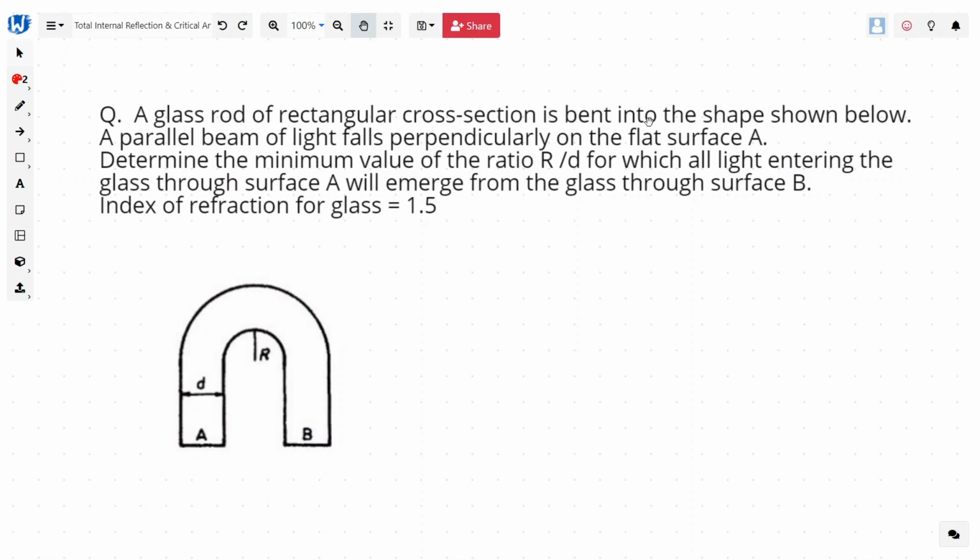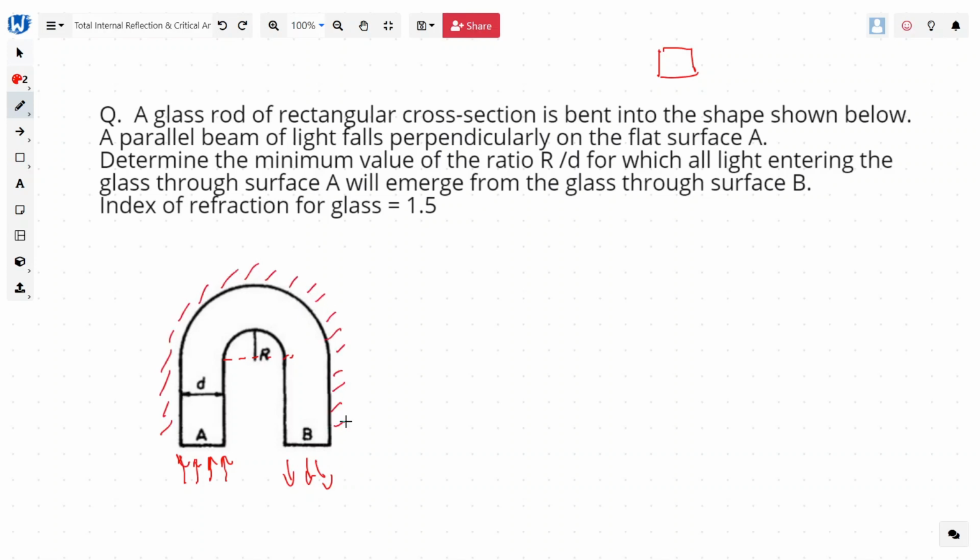So a glass rod of rectangular cross section. So one piece of information is that it has a rectangular configuration, and a parallel beam of light falls perpendicularly to the flat surface A. So this is surface A. Now light is going to fall parallelly here. Determine the minimum value of ratio R by D, where R is the radius of this curvature and D is the width, for which all light entering the glass through the surface A will come out here at surface B. So no light will pass from this side.